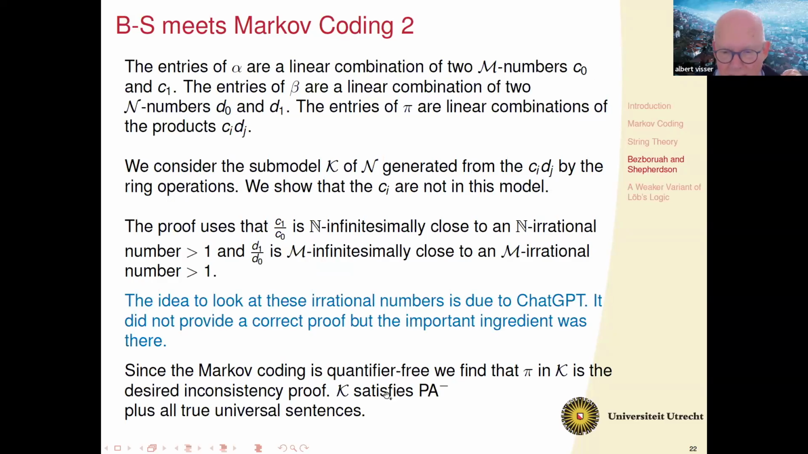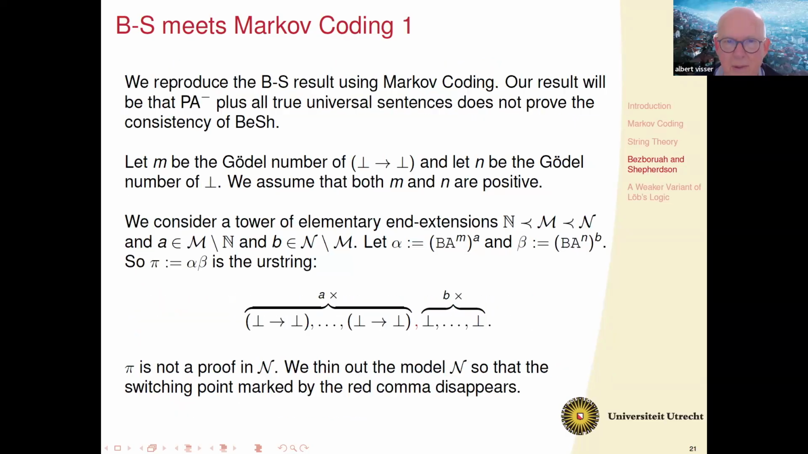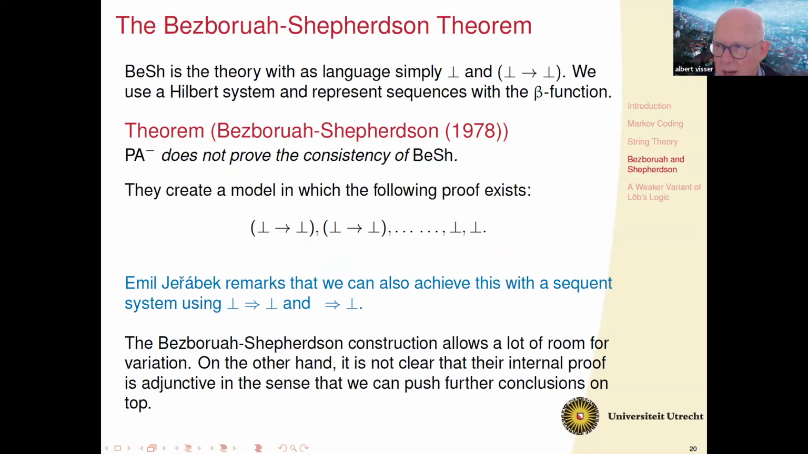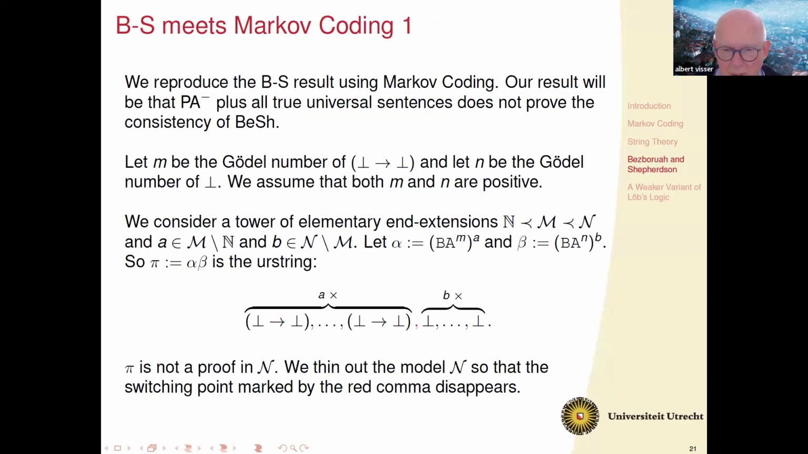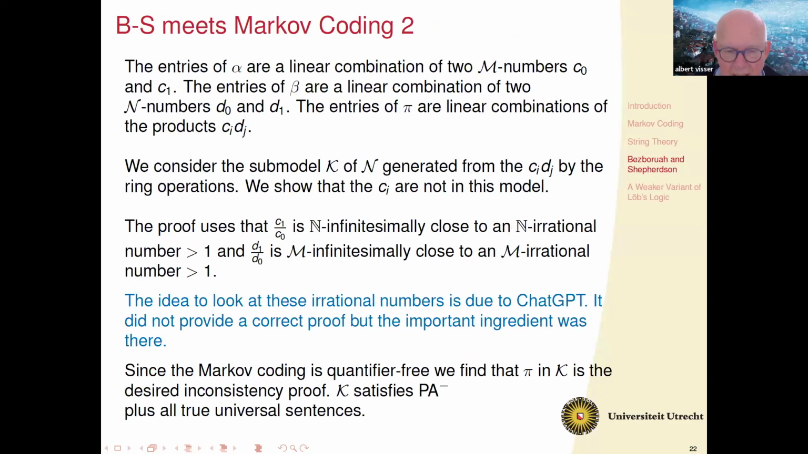And so it also follows that it satisfies PA minus plus all true universal sentences, right? Since I started with models of true arithmetic, you have all the true universal sentences, and so these are of course preserved downwards to this submodel.